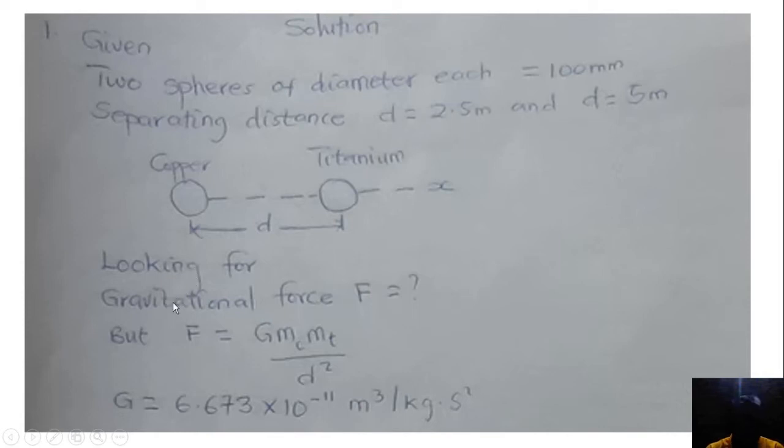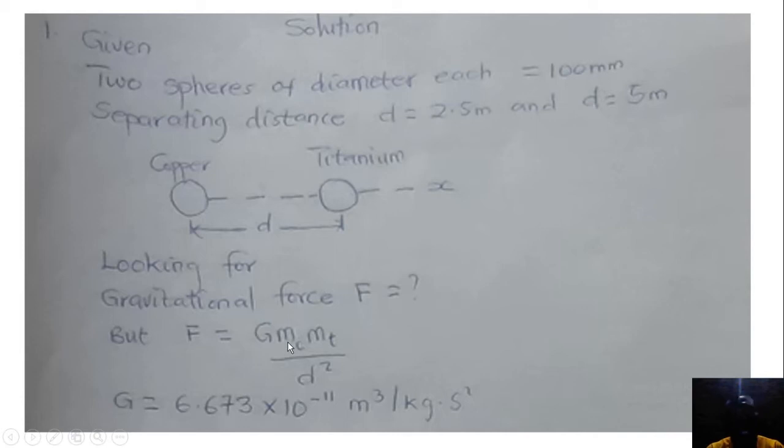We're looking for gravitational force F, which we have just defined as G, the universal gravitational constant, times the mass of the first body, in this case copper, and then the mass of the second body, which is titanium, all over the separating distance squared. And then our separating distance is given as d. We also know our universal gravitational constant to be 6.673 times 10 exponent negative 11 meter cubed per kilogram second squared. Now what do we not know?